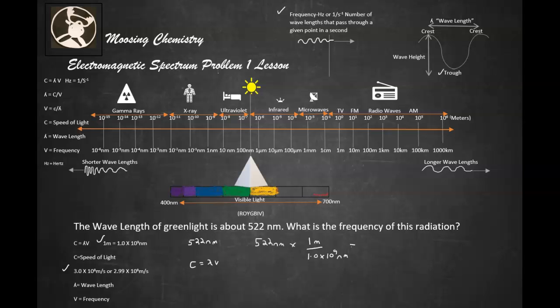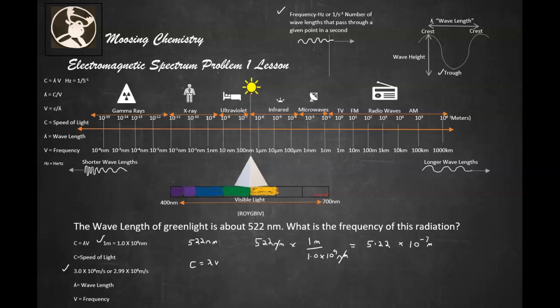Alright, so now we're going to figure out our meters. So we cancel out our nanometer units, divide 522 by 1.0 times 10 to the 9, and that gives us 5.22 times 10 to the -7 meters. Okay, now that we have that, we're ready to do this.